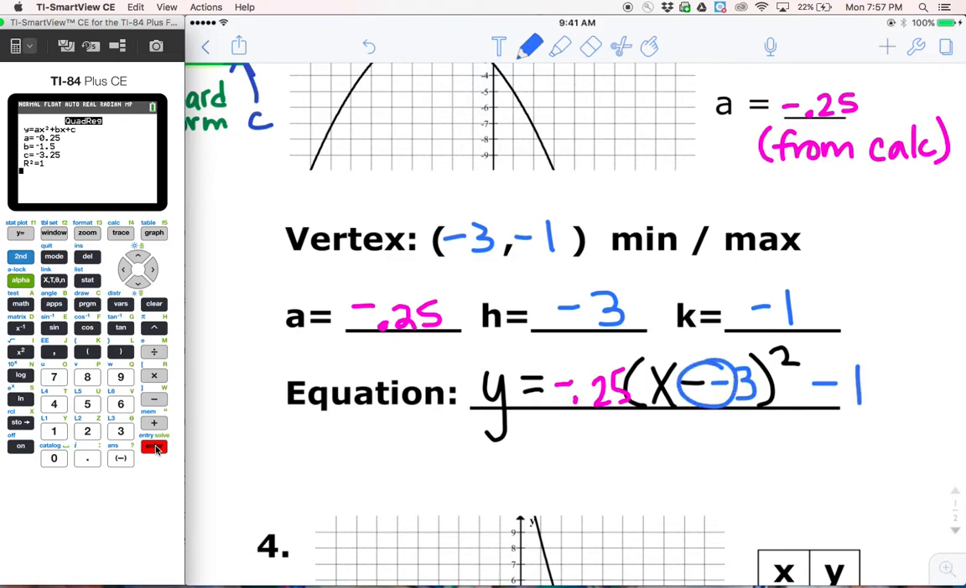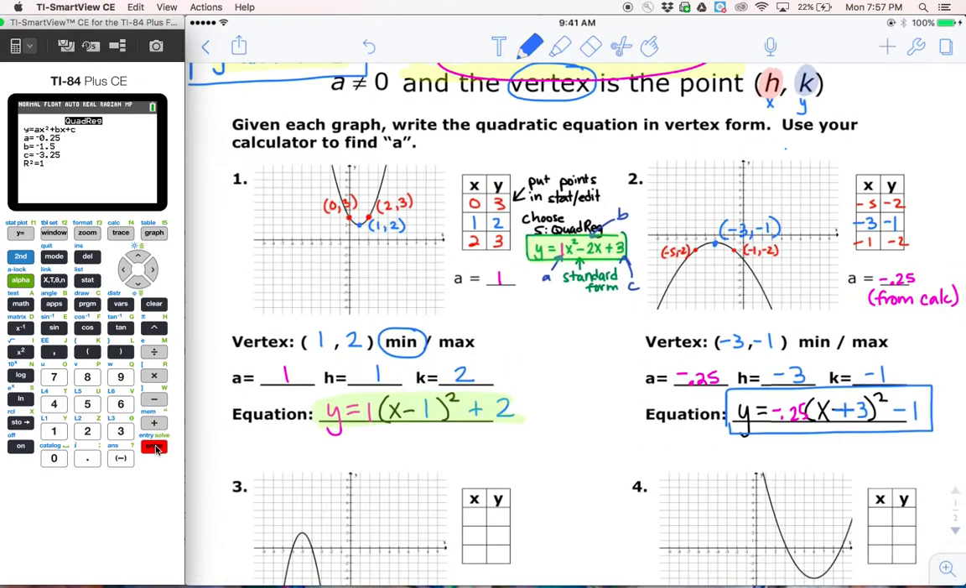Now, y'all, we don't leave this, right? We don't leave minus negative, so I'm going to go ahead and change that to a plus sign and call this good. All right, there's the vertex form for my equation. My standard form, I could totally see right here on my calculator screen. My vertex form is written here in my notes.